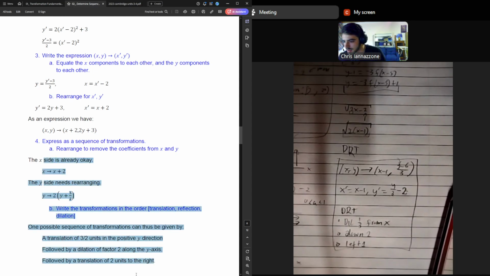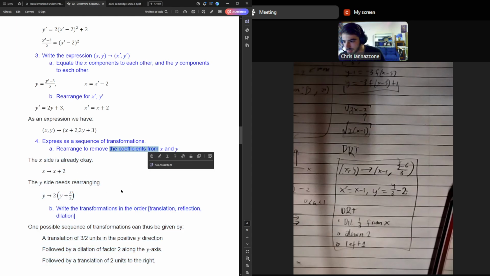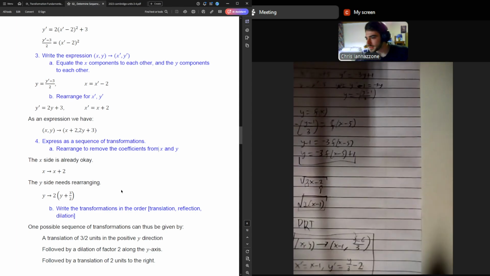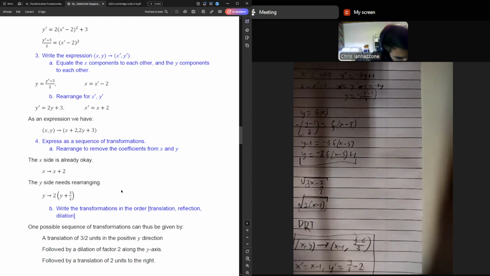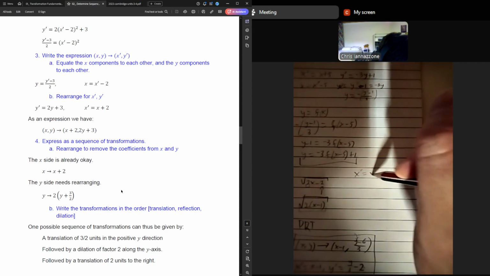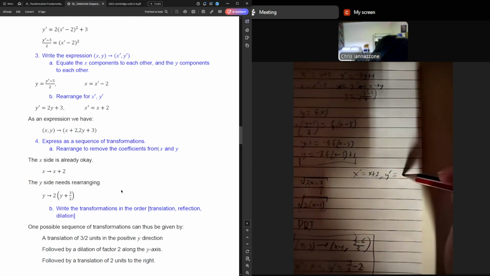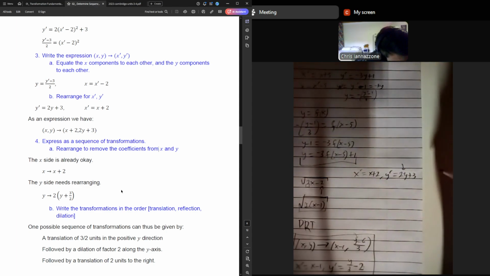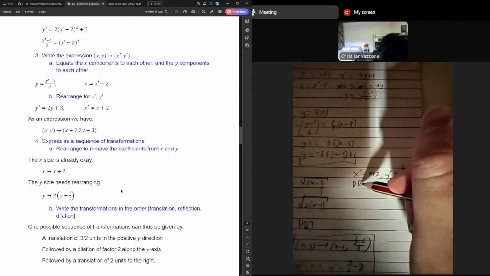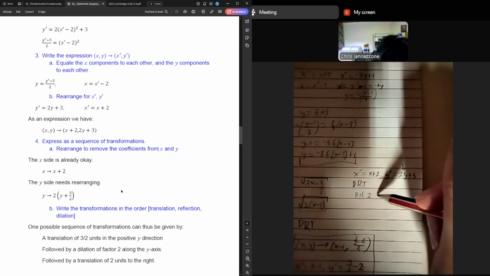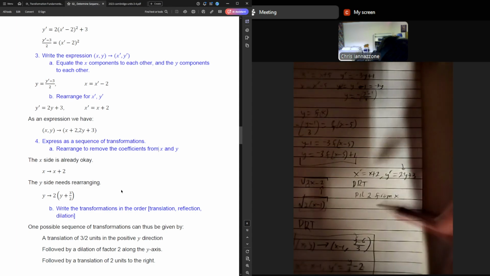So I've done TRD just to keep things consistent. So again, we can just sort of look at this together on the paper. So if we're doing DRT in this situation, we've got x dash equals x plus 2 and y dash equals 2y plus 3. This is already expanded since the 2 is already on the y directly. And so when you do your DRT, this would be a dilation factor of 2 from the x.